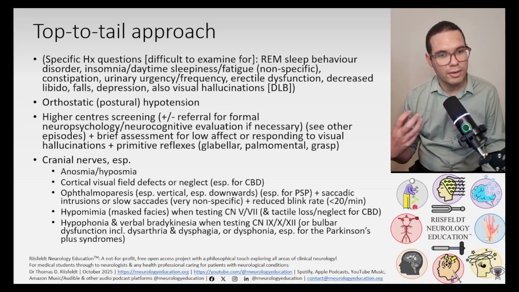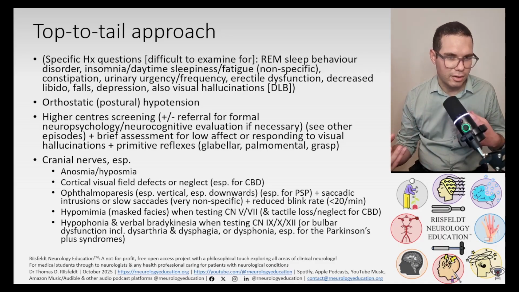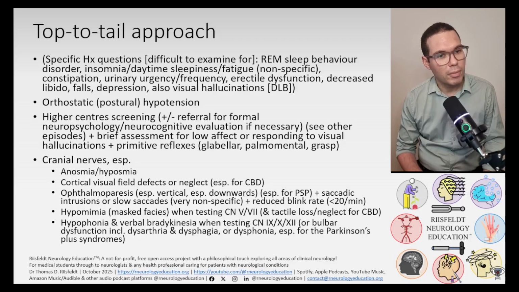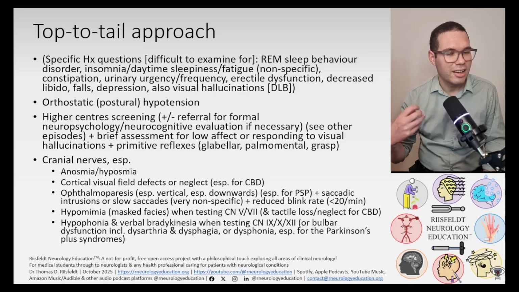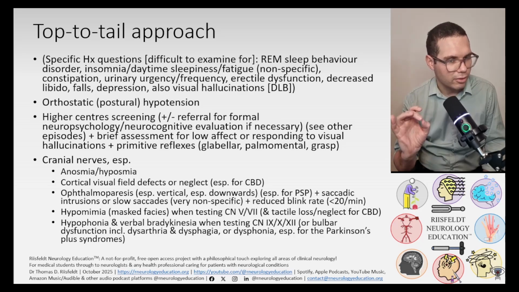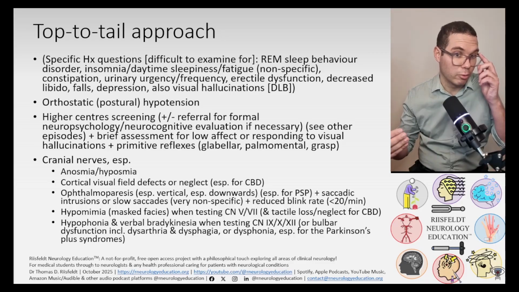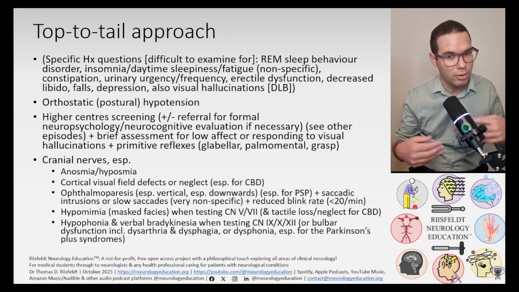So, firstly, higher centers screening. I won't go over the entire higher centers examination because that will be a component of a soon to come episode to Riisfeldt Neurology Education. But essentially, you'll perform your screening assessment, and if that's insufficient, so if it's not obvious that there's a deficit, or if it's a normal screening and you want a more in-depth assessment, or if there's a problem but you haven't quite precisely defined it and the patient requires more extensive neuropsychological or neurocognitive evaluation, then you can refer the patient to a neuropsychologist. And they then do a really, really detailed assessment that takes about 3 hours to perform.